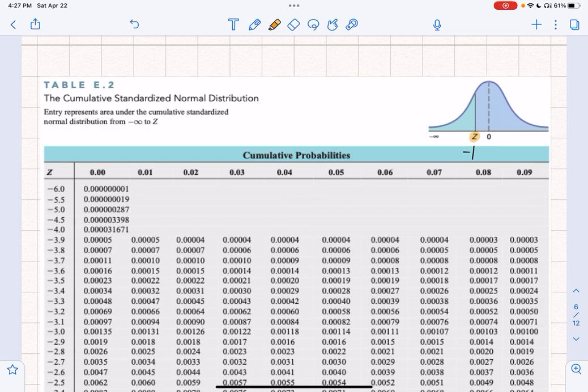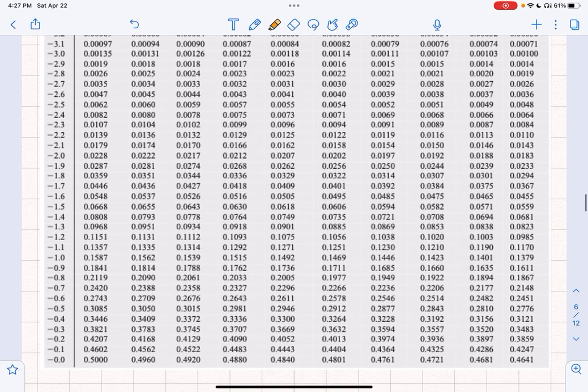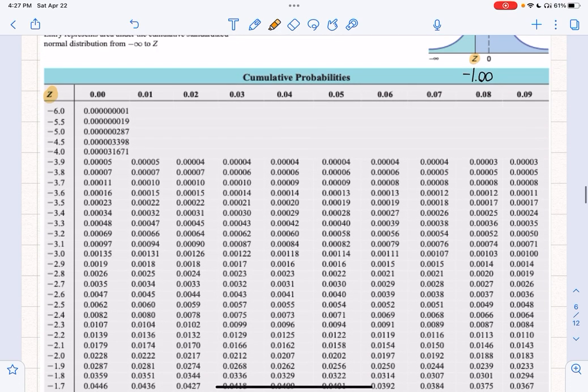So I want to look up the value -1. And I guess perhaps more specifically, we want to look up the value -1.00. So to do this, our z values in this table correspond to the rows and the columns in this table. So I've got my z value, and I want to go to -1.00. So what I do is I scroll down to -1.0, and then I want 1.00, so I'm going to use this first column.